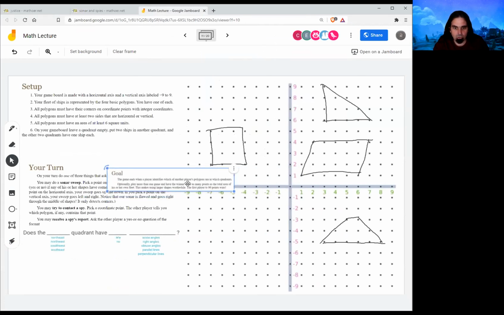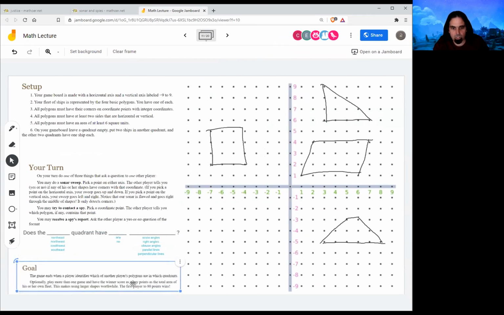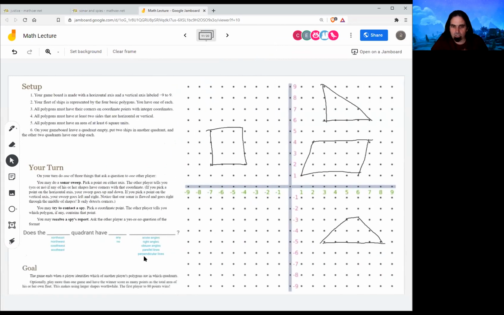We are only trying to find which polygons are in which quadrants. So as soon as you can tell us, I know where all of the other team's polygons are, their square is in the top left, their triangle and parallelogram are top right, and their trapezoid is bottom right, then you win. How do you find out which shapes are where? Well, you have to use your spies or your sonar.